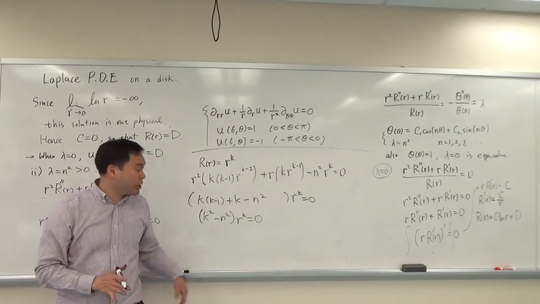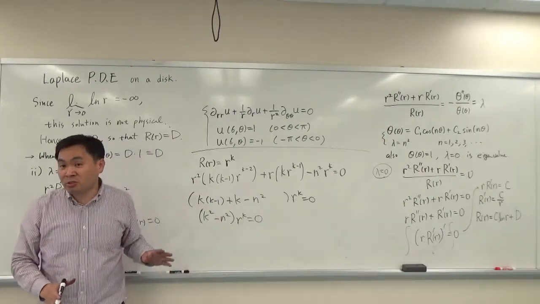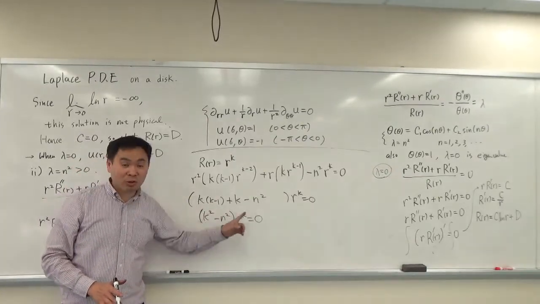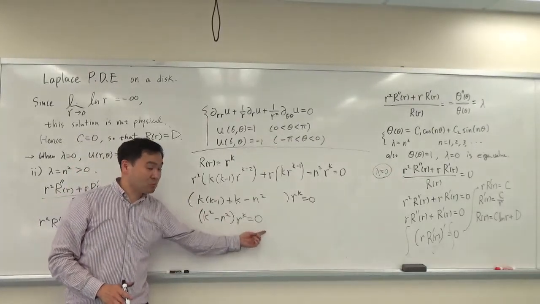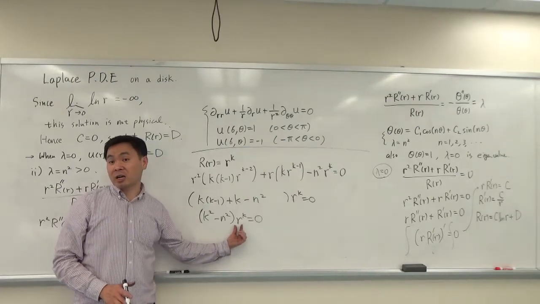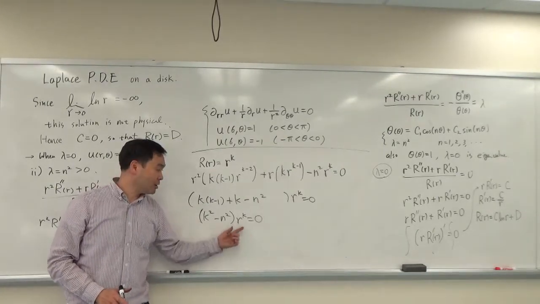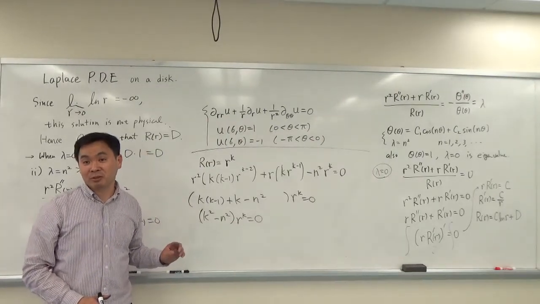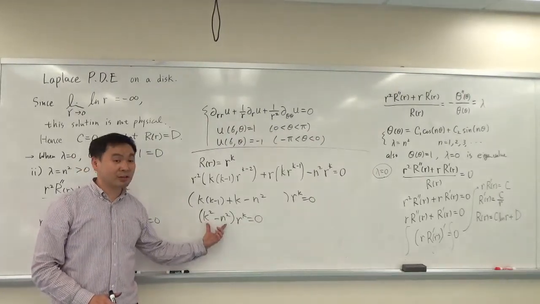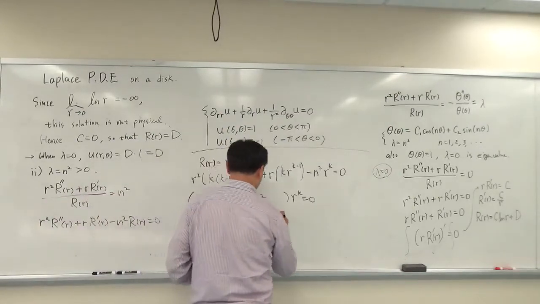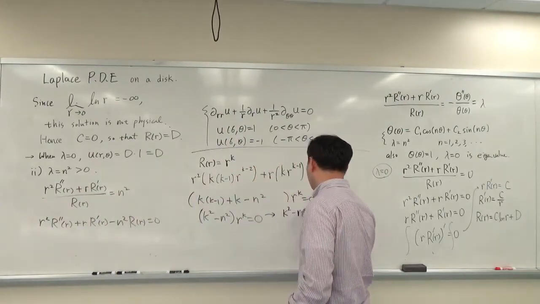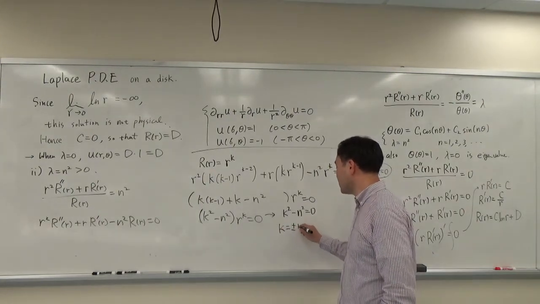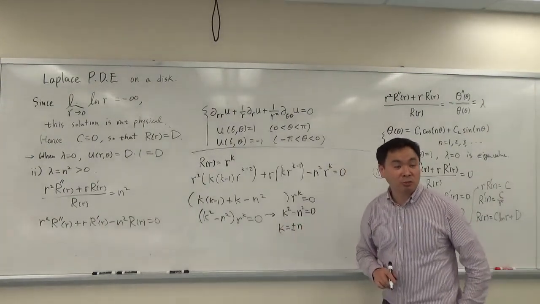Again, a differential equation is usually, in most cases, an equation between functions. So the left side and right side should be equal as functions of r. Okay. For any value of r, this should be equal. For that to happen, what must happen? K squared minus n squared, yeah, that has to be 0. Okay. So we have k squared minus n squared equal to 0, so that k must be plus or minus n. So how many solutions did we obtain?